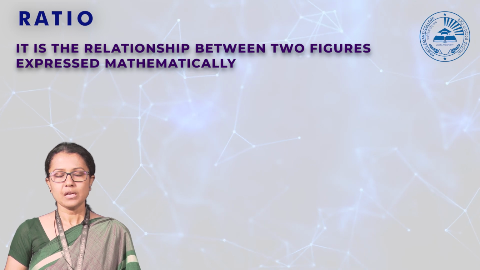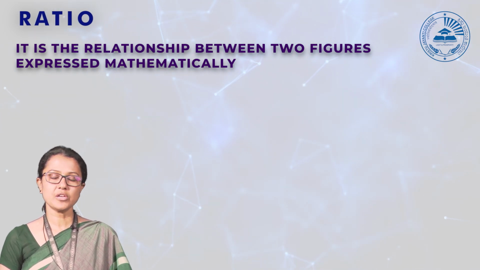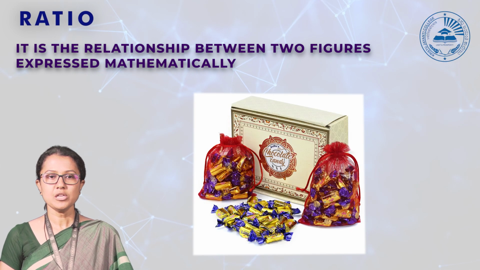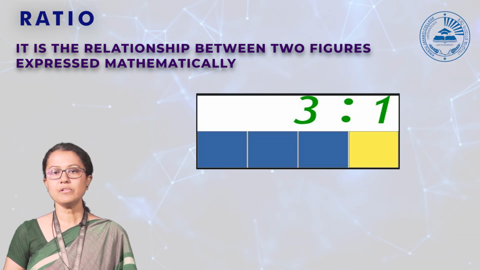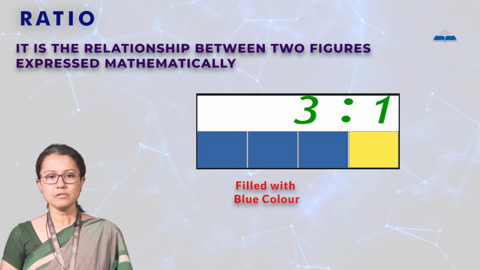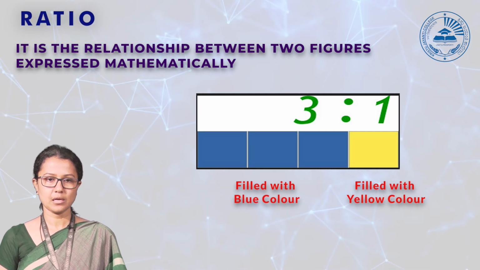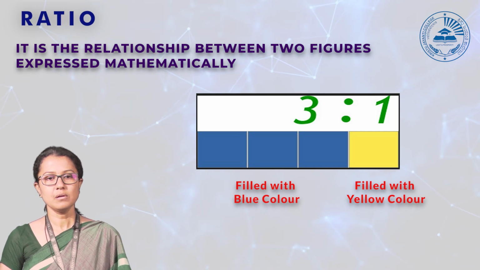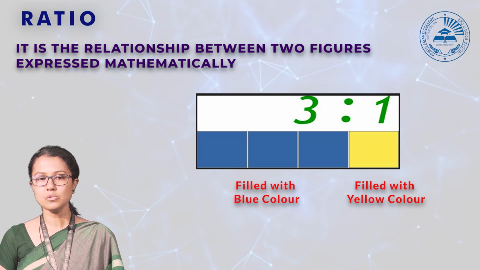Say for example, if I have a box full of different types of chocolates, I can count each category of chocolates and form a ratio which will tell how many chocolates are in each category. Here I have an example. I'm going to make the ratio of two colors. My boxes are filled with blue as well as yellow. In the first example, you can see 3 boxes are filled with blue and 1 is filled with yellow. So the ratio will be formed as 3:1.